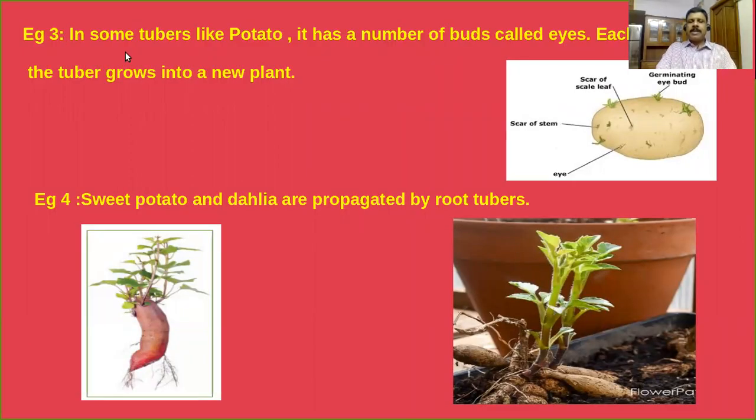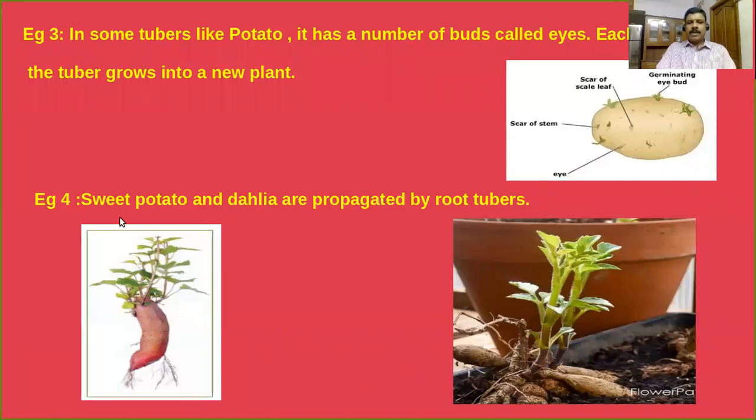Example 3, in the case of some tubers like potato. Did you see the potato? Yes, if you carefully observe the potato, you can see that it has a number of buds on it. It is called the eyes of potato. Each and every bud on the tuber grows into a new plant.